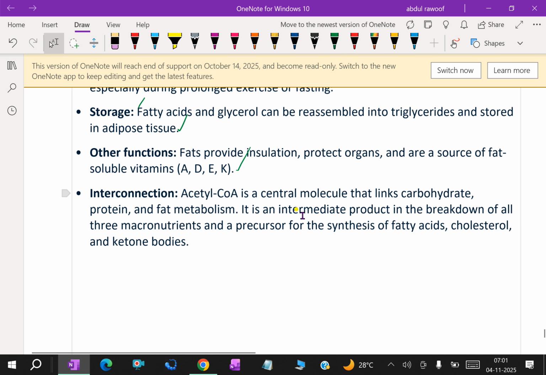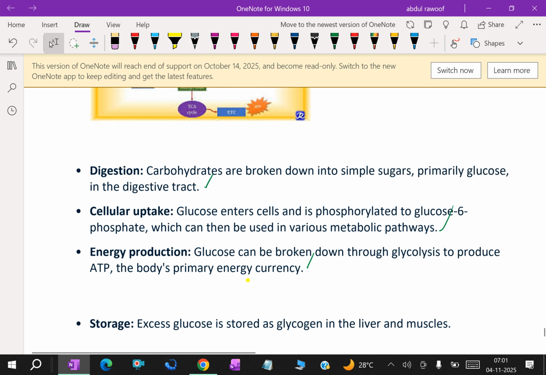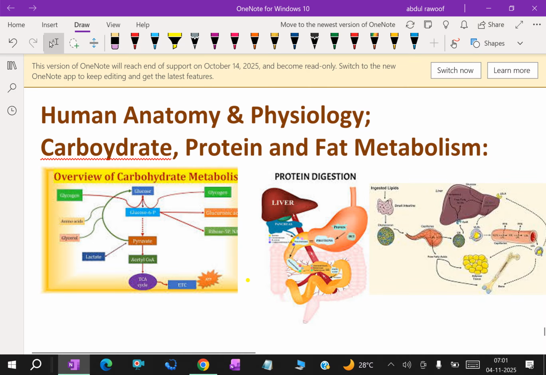Interconnections: acetyl CoA is a central molecule that links carbohydrate, protein, and fat metabolism. It is an intermediate product in the breakdown of all three macronutrients and a precursor for the synthesis of fatty acids, cholesterol, and ketone bodies. So far, we discussed the metabolism of carbohydrate, protein, and fat.